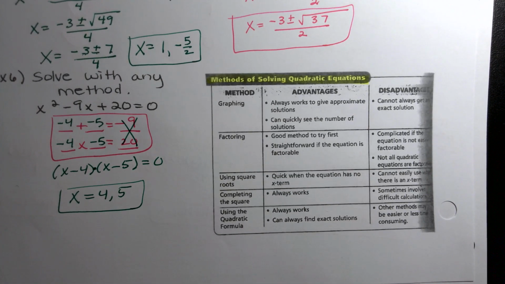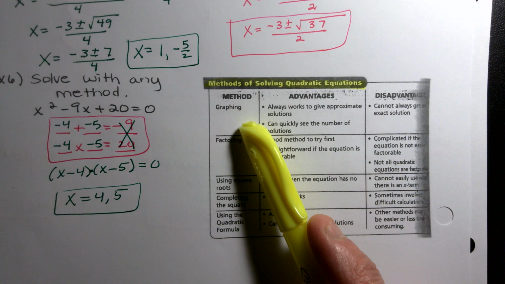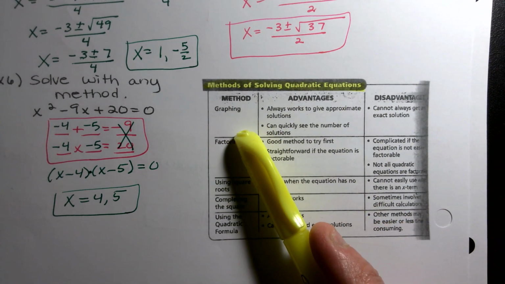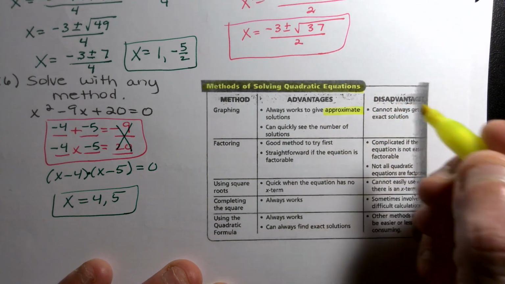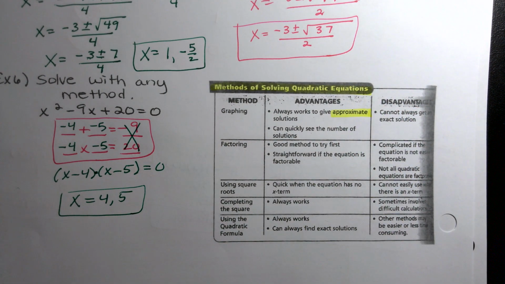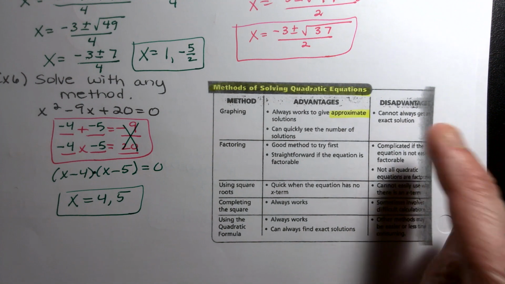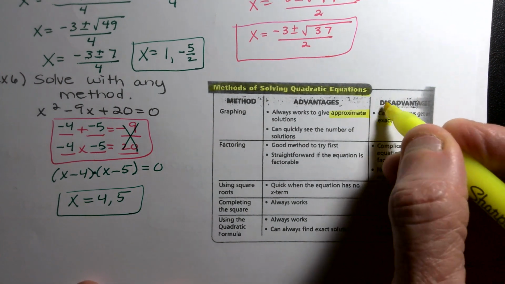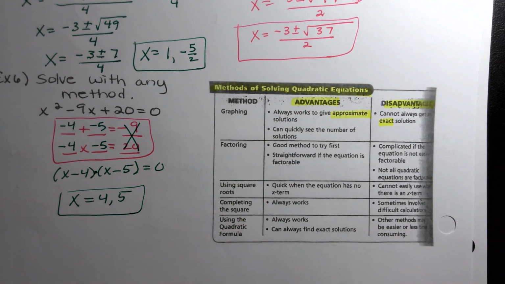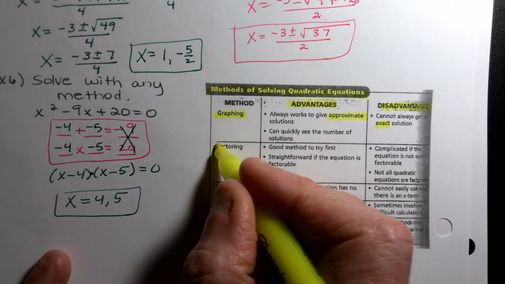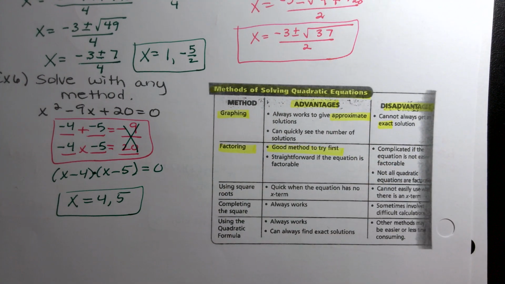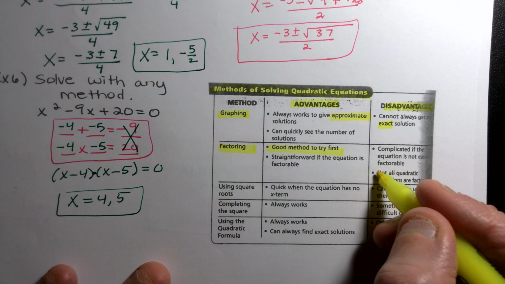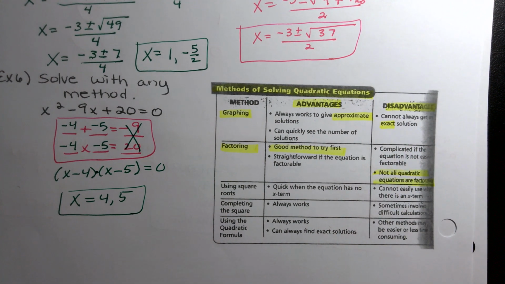And I put these down here because it's sometimes helpful to understand what's the good thing about graphing? Well, it always works, but it does give you an approximate. And you can see the numbers quickly, especially if you have a graphing calculator, you can plot that pretty quick. It just can't always give you an exact. That's the disadvantage with graphing. For factoring, it's good to try first. It's pretty straightforward if you can factor it. But not all quadratics are factorable.